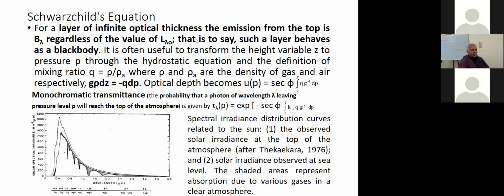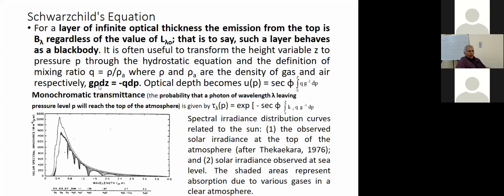The optical depth is now defined in terms of pressure as a vertical coordinate as secant phi, where phi is the zenith angle, integral from 0 to p, q is the mixing ratio of the absorbing gas, and 1 over g, where g is the acceleration due to gravity, dp. I have just used the hydrostatic equation, dp by dz equals minus g rho a, where rho a is the density of air, and replaced rho involving q and rho a. So you get this relationship, and the integrand now becomes q by g.